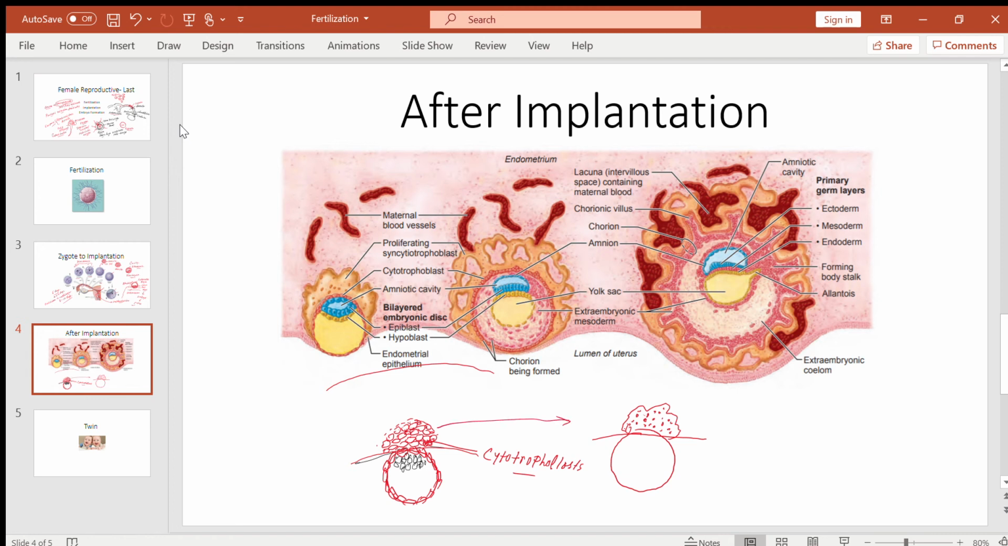And since these cells join together to form one big structure, no cell membranes here. It is like a single structure. That's why this is called syncytial. Syncytioblast.